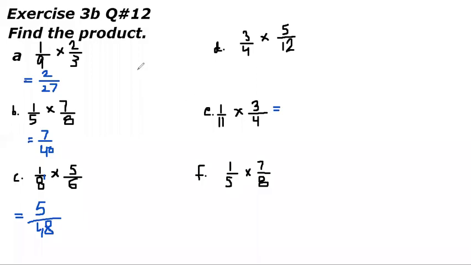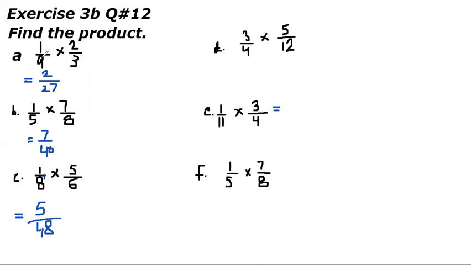Students, now we will do exercise 3B, question number 12. Find the product. A part is 1/9 multiplied by 2/3, or 1/9 of 2/3. Okay, you have to notice the numerator and denominator. Look, the numerator is 2 and the denominator is 9. 2 is not a factor of 9, so we will not do cancelling here.